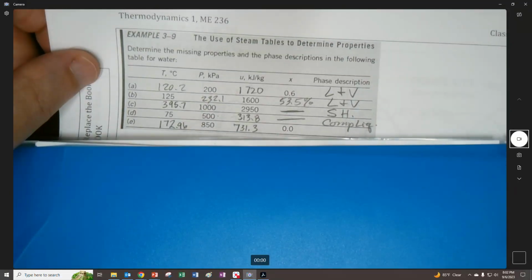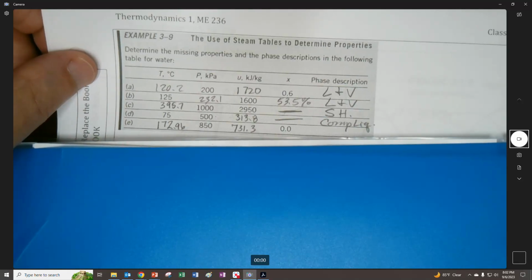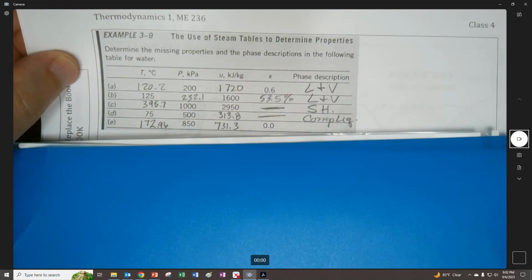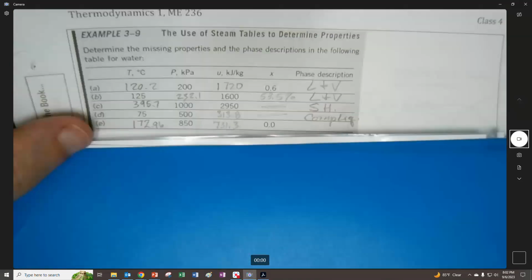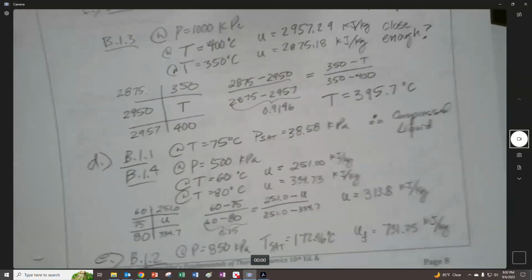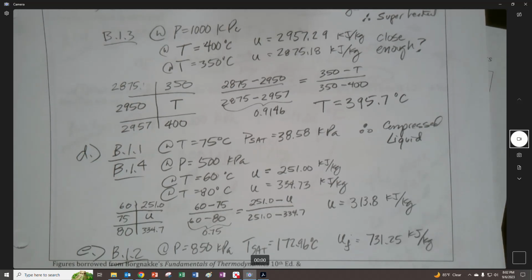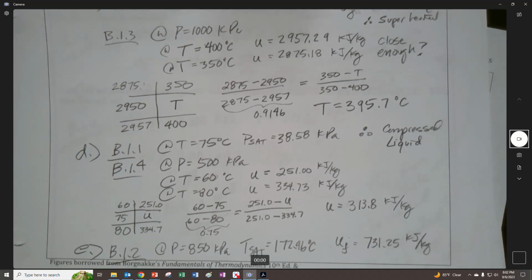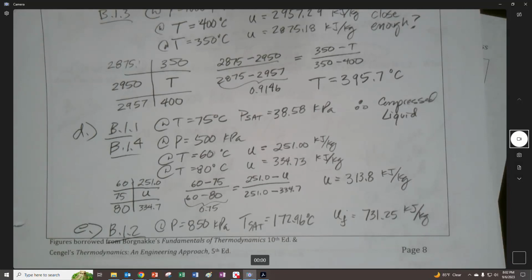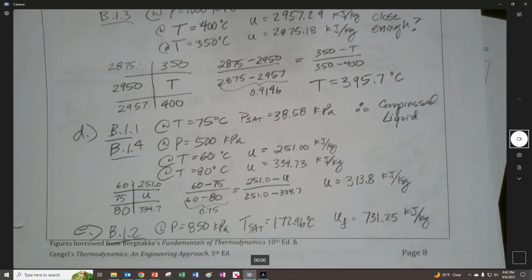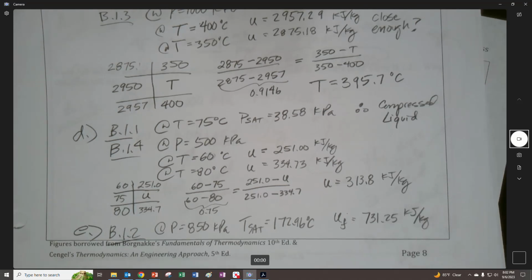And then I think for the last one right here, we are given that it is 850 kilopascals and it has a quality of 0. That means it is completely a liquid. So we just have to look that up in the temperature tables right here. And well, in the pressure tables. Yeah, in the pressure tables, sorry, because they gave us 850 kilopascals. So 850 kilopascals. There's the saturation temperature, and there is the fluid internal energy.